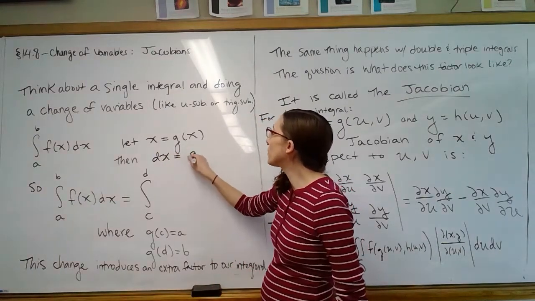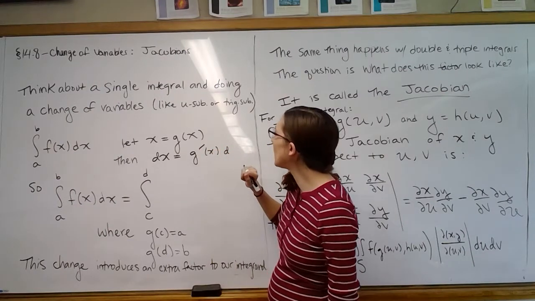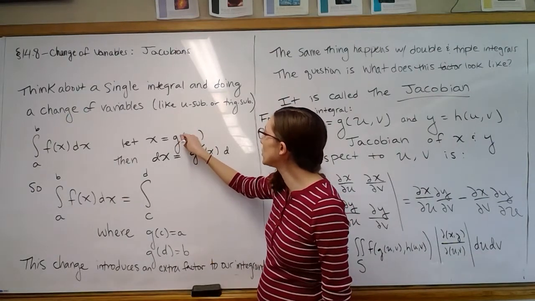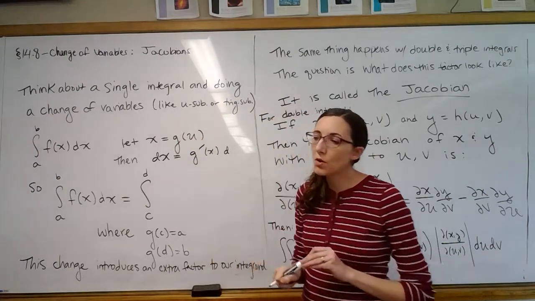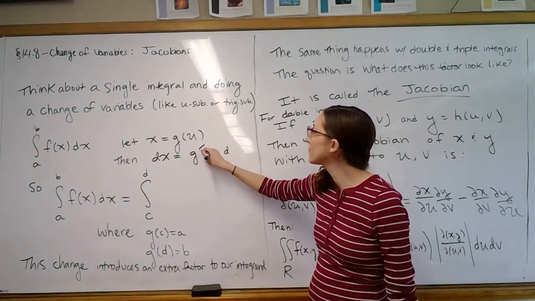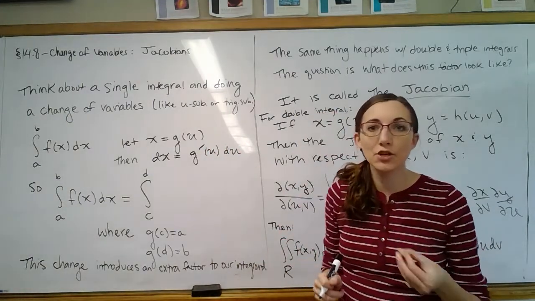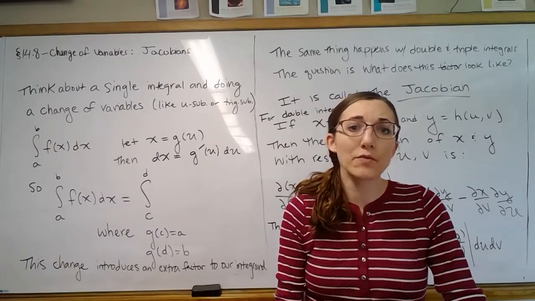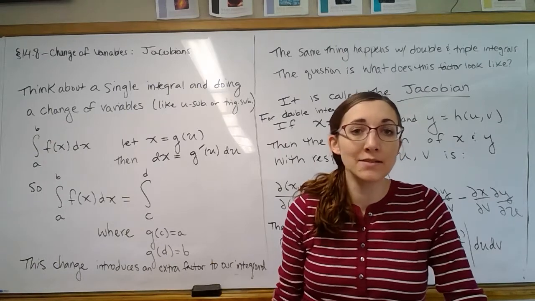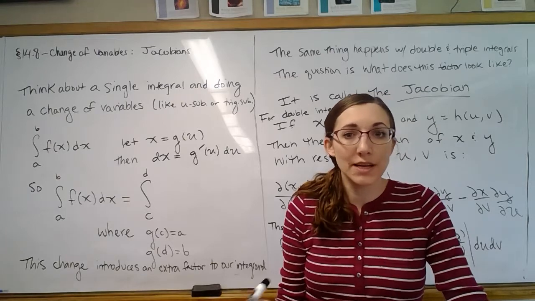It was g prime of x, and let's make this g of something else, like g of u. So then what we end up getting is something like g prime of u du. We're converting x into some function of another variable. Like when x was sine theta, we really had to sub in dx is cosine theta d theta. We end up with an extra factor in our integrand.